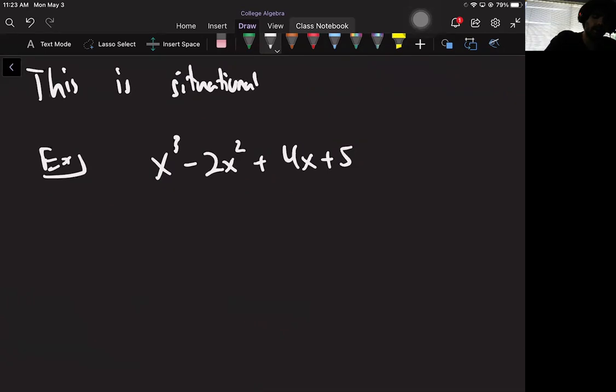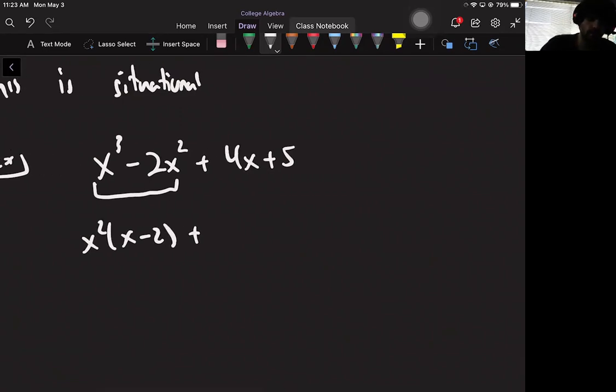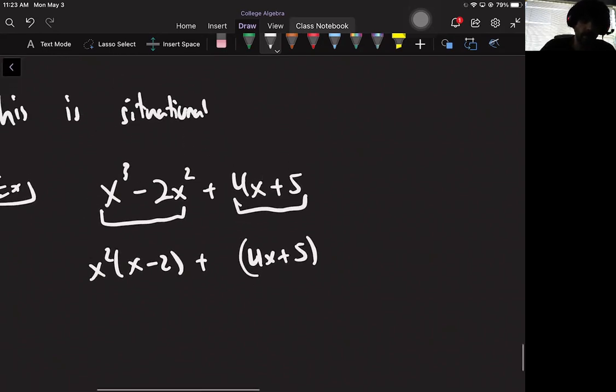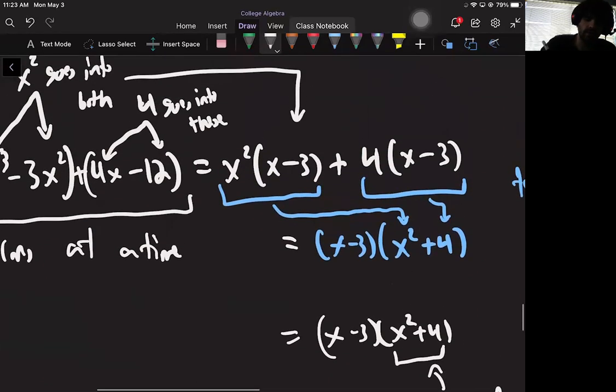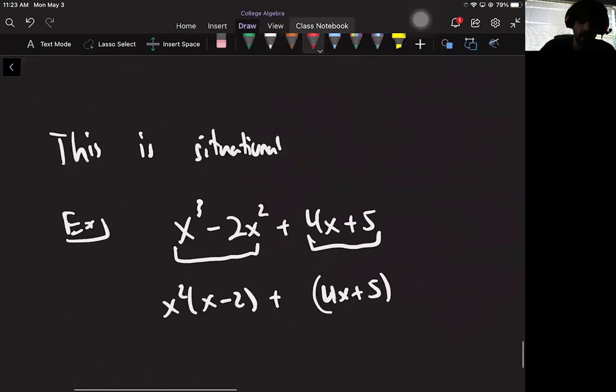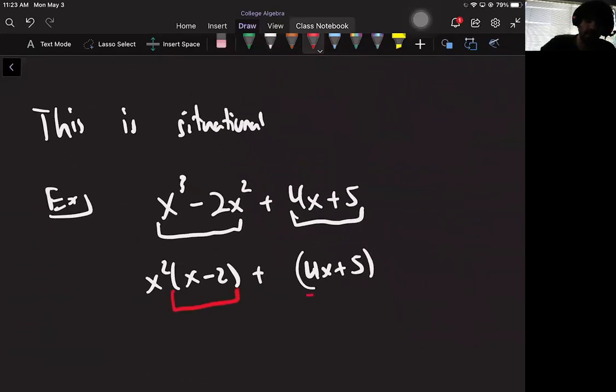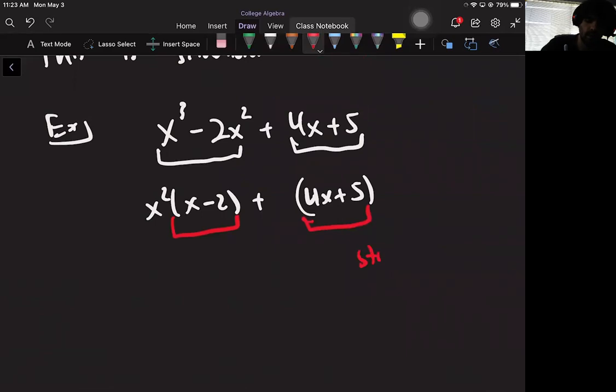So the idea was that I took out x squared from both of these, and then what's left is x minus 2. And then I took out a number to factor this, but here, there's no number that goes into 4 and 5, so then I'm stuck. And then I can't do that next step, because the reason it worked was because x minus 3 was in both of these. So I would need this x minus 2 to be also over here. Because there's not an x minus 2 there, I can't really continue. So it's very situational.